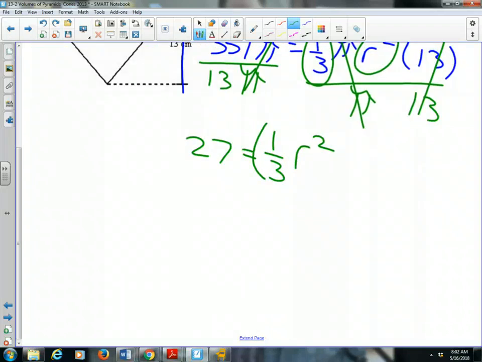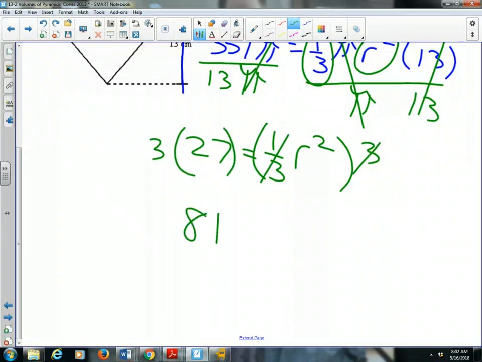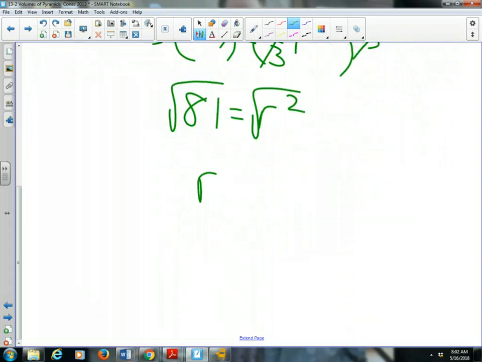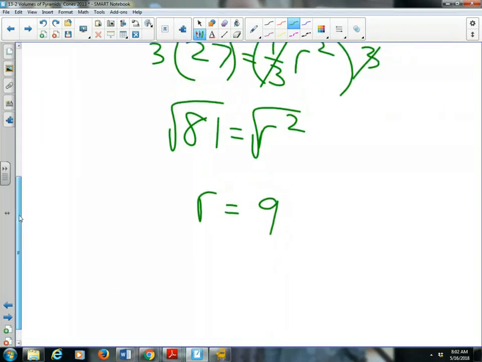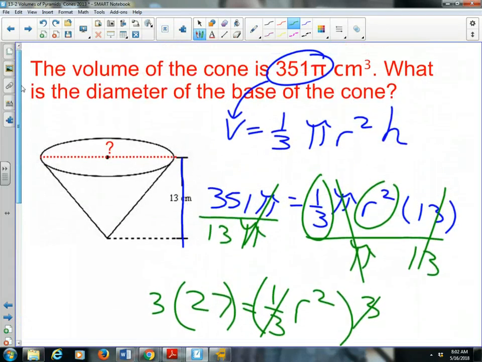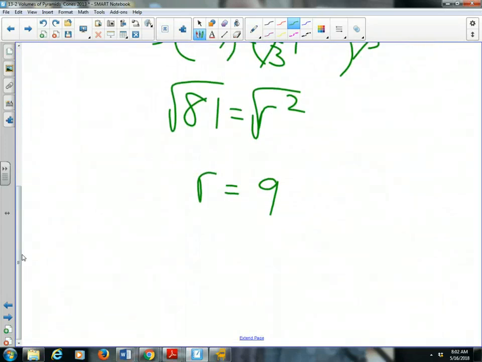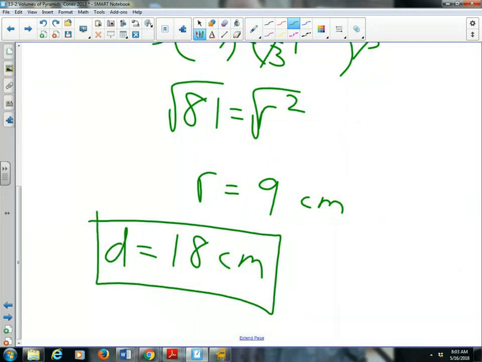I'm going to multiply both sides by 3 to get rid of the 1/3. So when I take 27 times 3, I get 81. And that equals my radius squared. So to get r, I square root, and my radius is 9 units, and our units are centimeters? Yes. Our radius is 9 centimeters. And our question asked, what is the diameter? Well, obviously, it's double the radius. So our diameter is 18 centimeters.